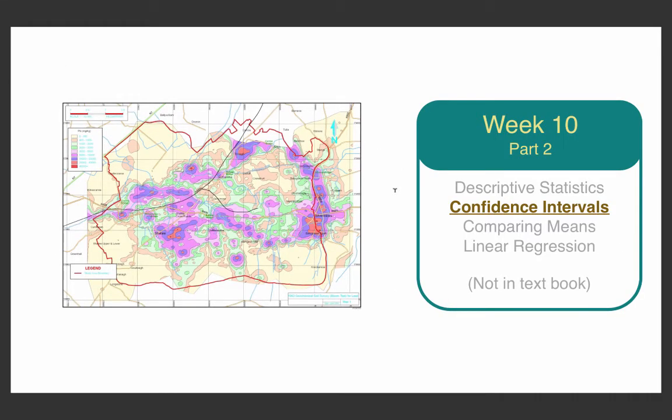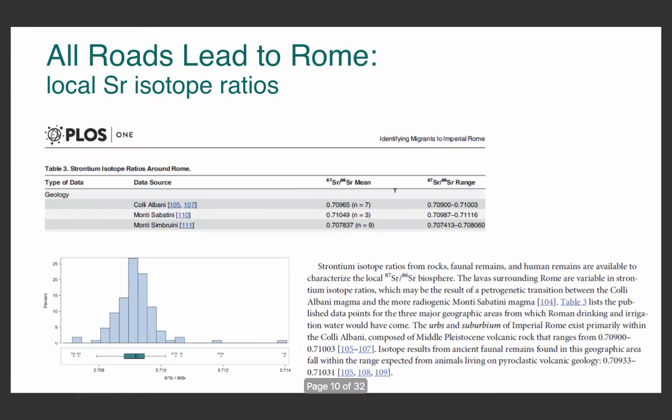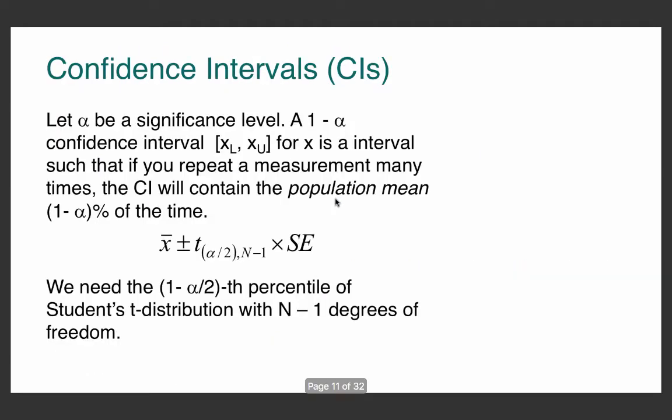Okay, so now we're going to look at confidence intervals. We're going to be looking at this data again from a few lectures ago, when we were looking at Roman burial sites and using isotope analysis to indicate whether the person buried was, say, an immigrant or local to Rome.